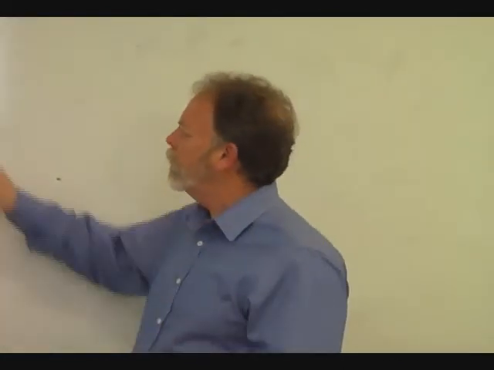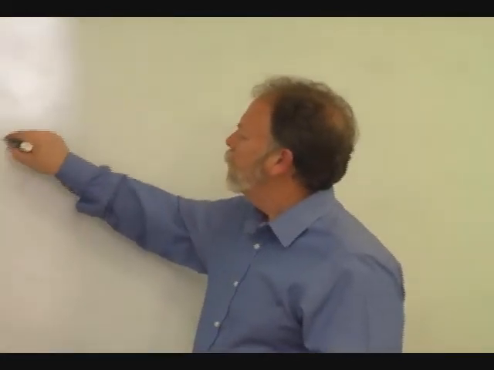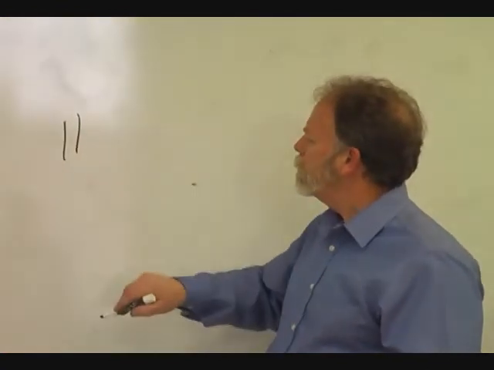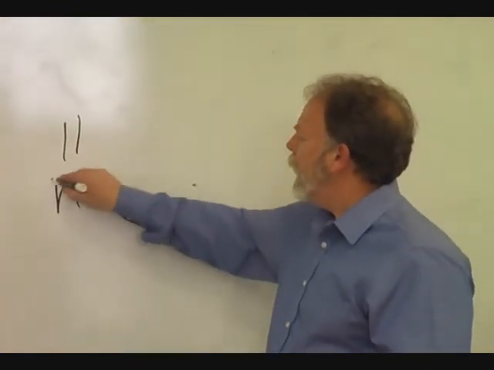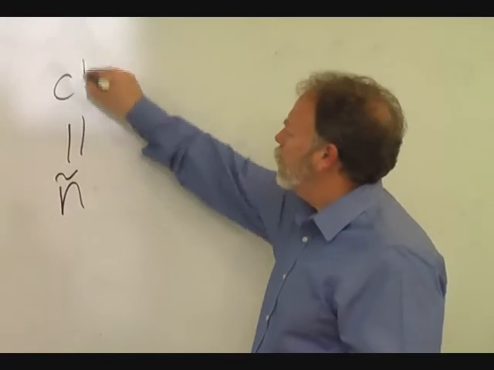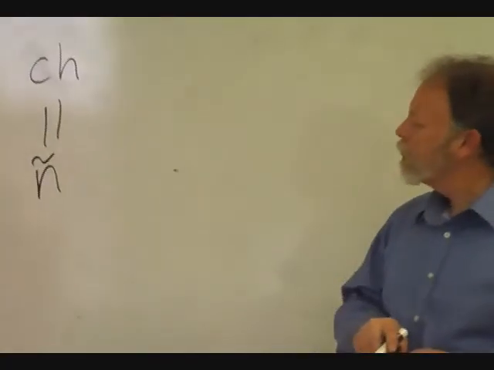So there you have an introduction to vowel sounds and the alphabet. You have the same five vowels in Español that you have in English. You have the same consonants with three new letters. The letter Eye, the letter Eñe, and the letter Che.